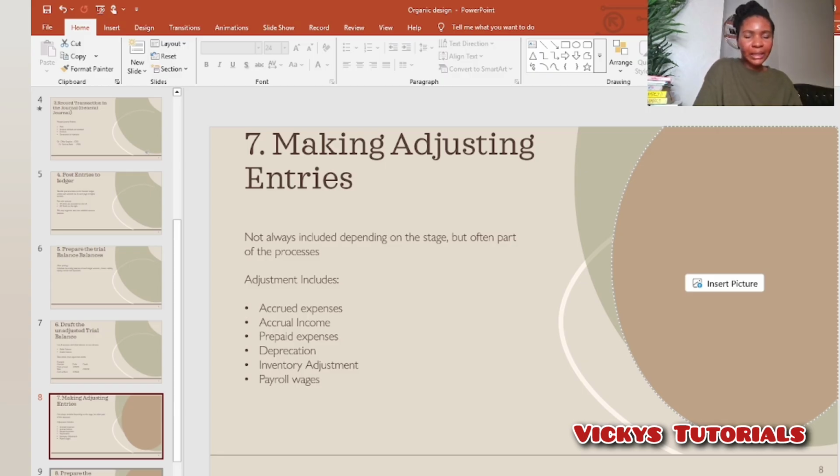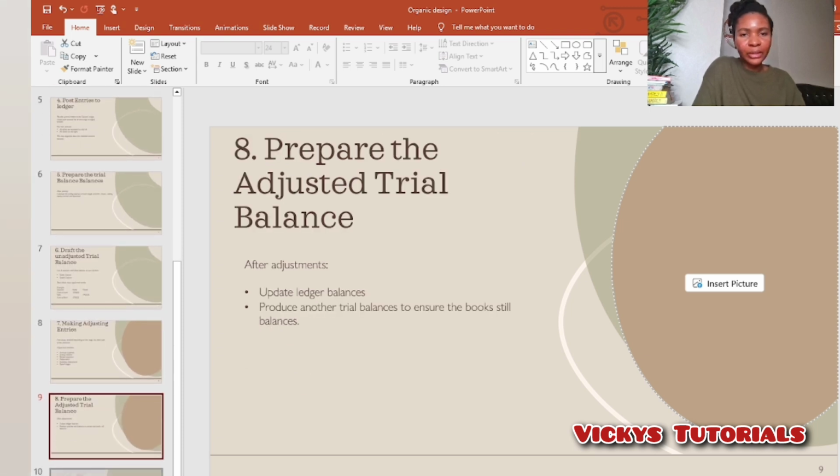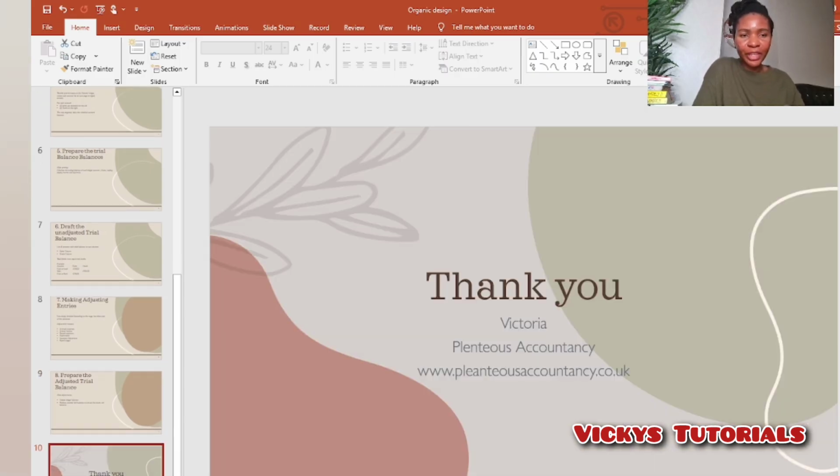Once this adjustment has been made, you move on to now prepare your adjusted trial balance that now shows a true and fair view of the business and transactions for the period. And from here, you now go ahead to prepare your financial statements. I hope I have been able to take you through the eight processes of bookkeeping up until the trial balance, even though we went beyond.